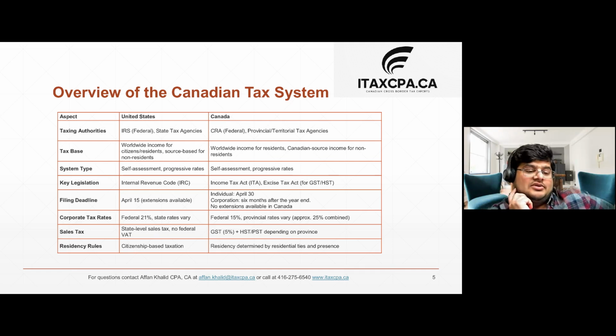However, make a note that, again, I don't know how that works in the US, but from a Canadian perspective, any taxes owing for individuals must be paid by April 30th for the last year, and for corporations, in most cases, it's 2 months after the year end.